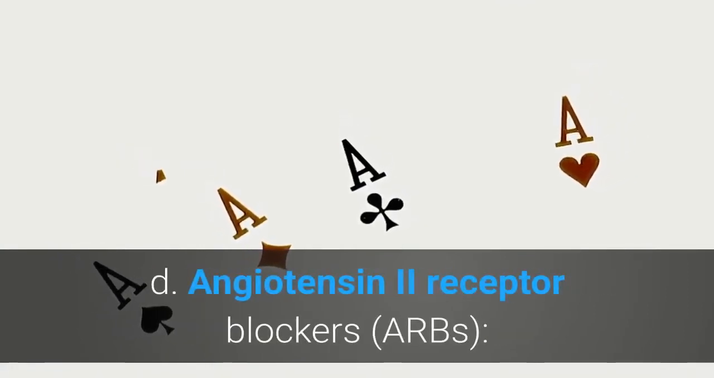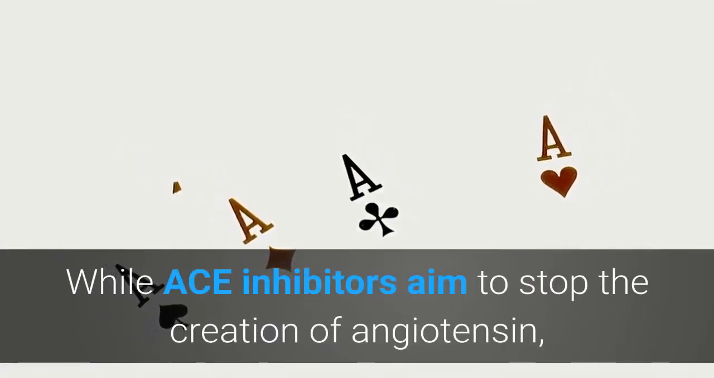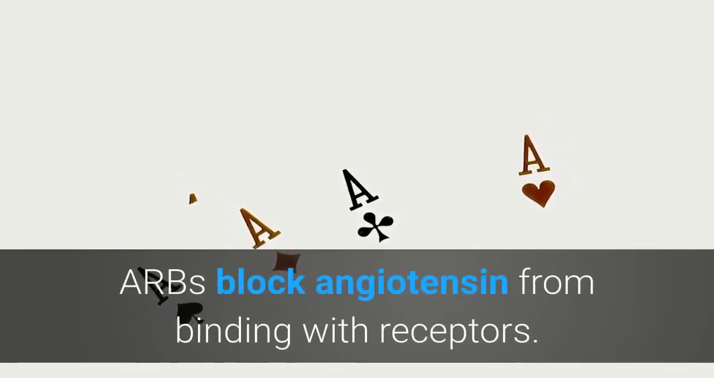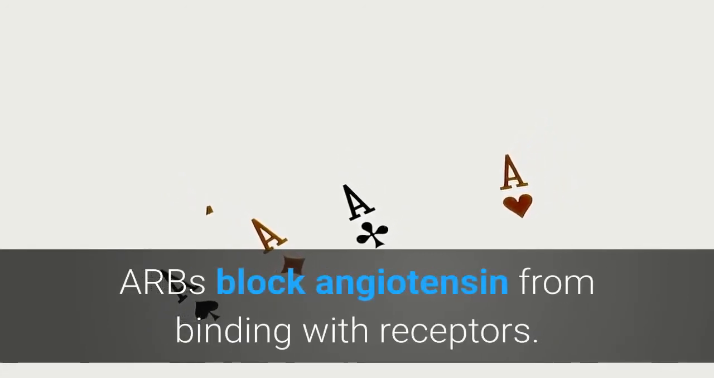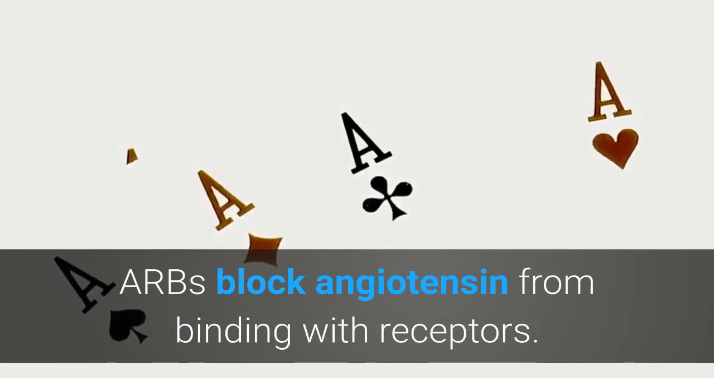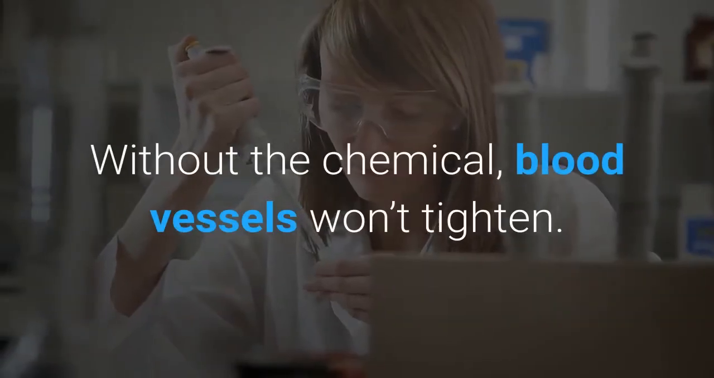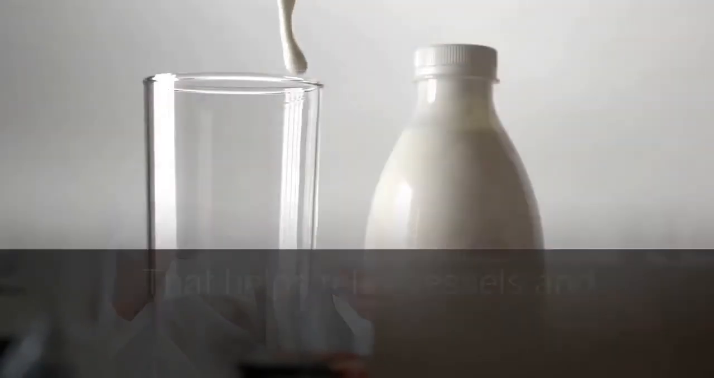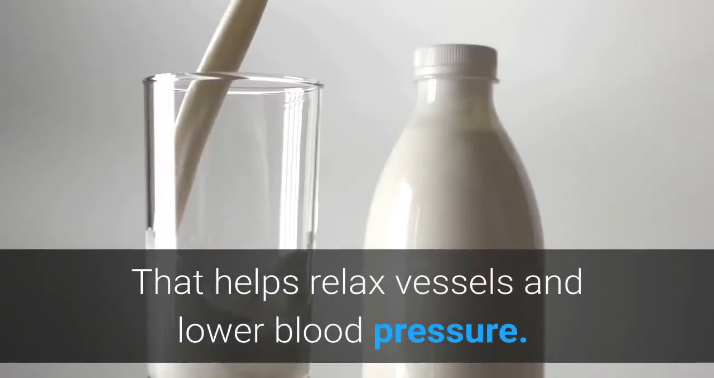D. Angiotensin II receptor blockers (ARBs). While ACE inhibitors aim to stop the creation of angiotensin, ARBs block angiotensin from binding with receptors. Without the chemical, blood vessels won't tighten. That helps relax vessels and lower blood pressure.